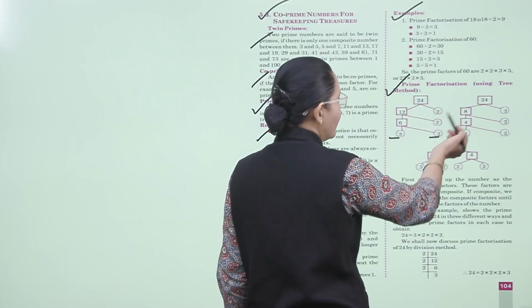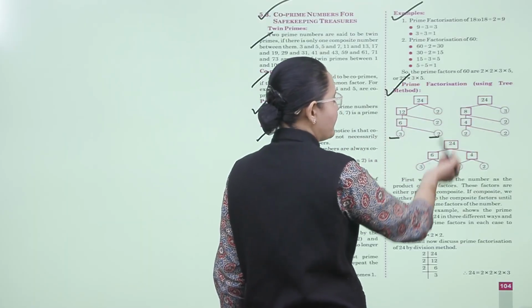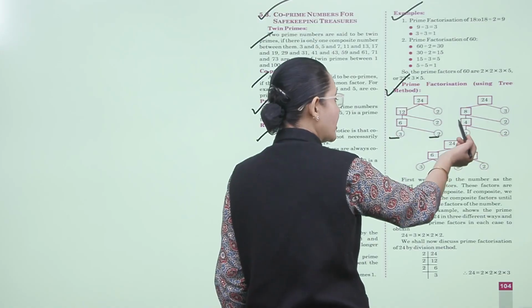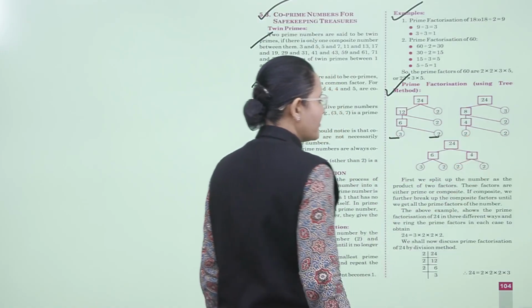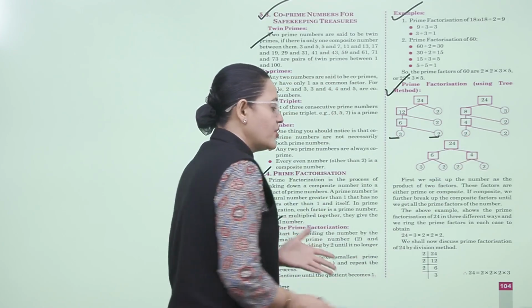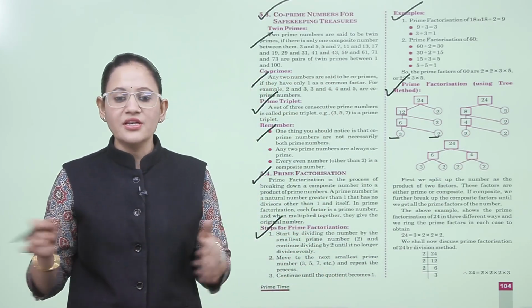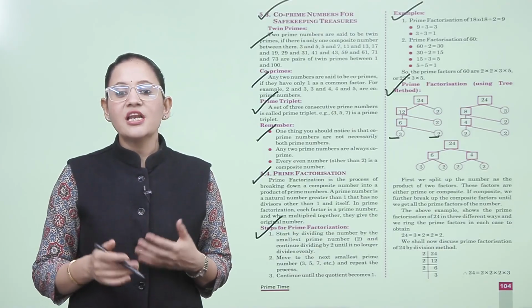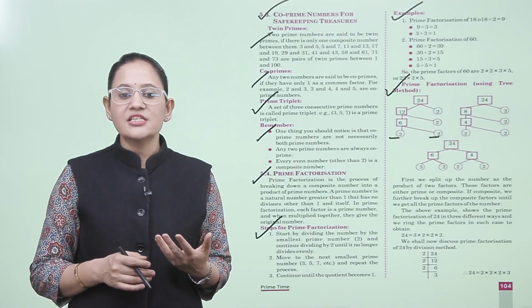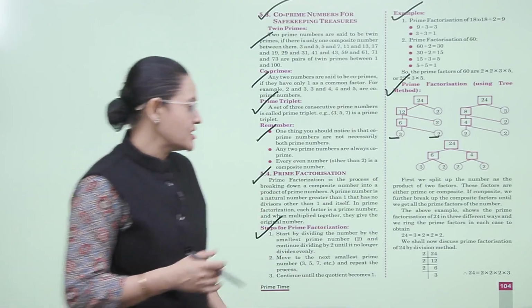Here what we have done, we'll divide it by 3, we'll get 8. Now 8 we'll divide by 2, we'll get 4, and then we'll divide by 2, we'll get 2. Clear? So we have seen the prime factorization of 24 in 3 different ways. We shall now discuss prime factorization of 24 by the division method. So this is a division method.